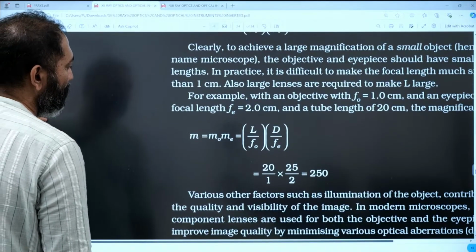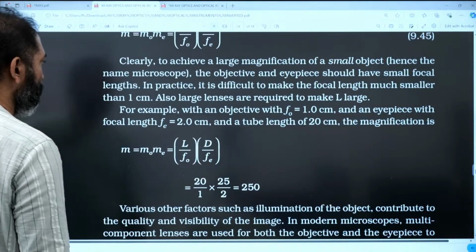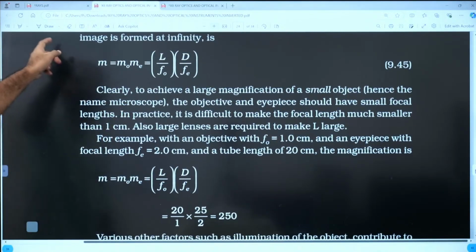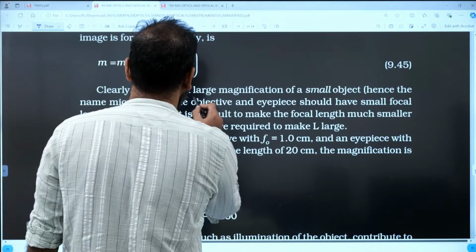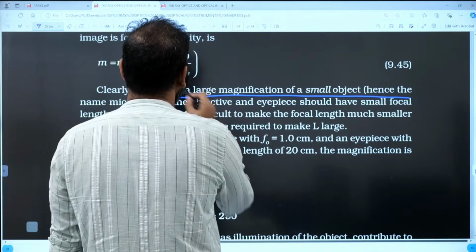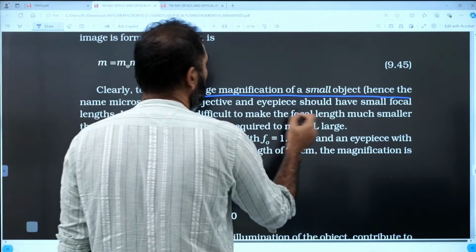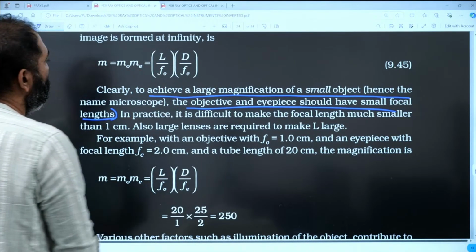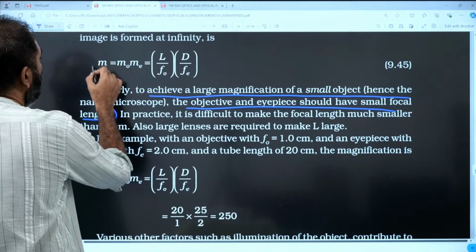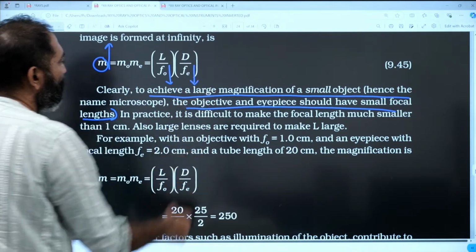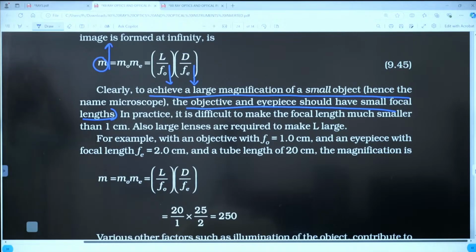Clearly, to achieve large magnification of a small object, hence a microscope, the objective and eyepiece should have what? Small focal length. That is a very important point. In order to increase magnification, what is the condition? Focal length of objective and eyepiece should be small.